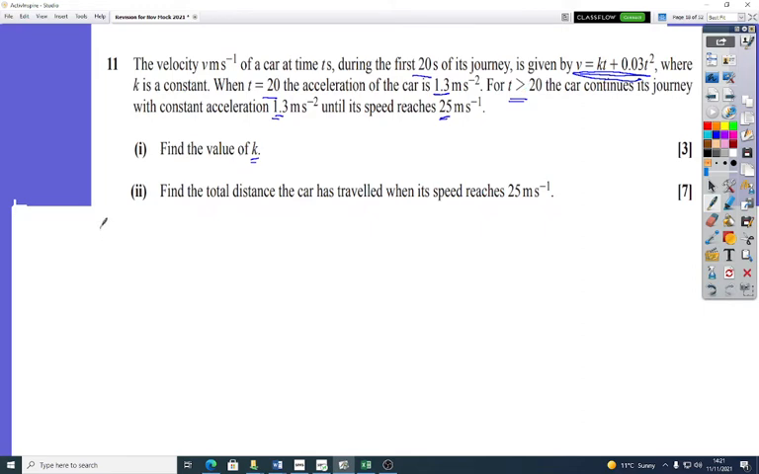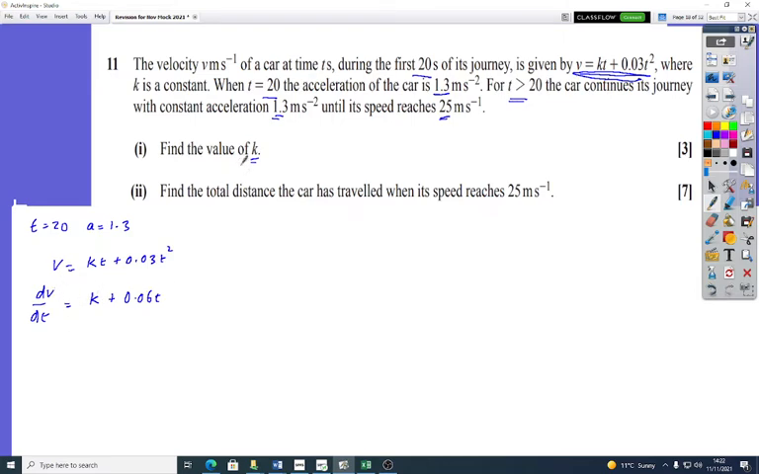Now the first thing is, it's told you when t equals 20, acceleration is 1.3. So what you could do here, when you've got v equals kt plus 0.03 t squared, is do dv/dt. Take the power down, take 1 off the power, that will be k. Take the power down, take 1 off the power, and that will be 2 times 0.03 is 0.06 t.